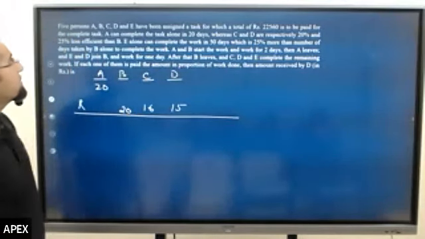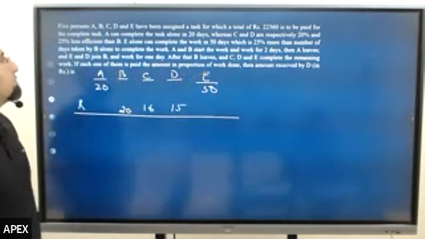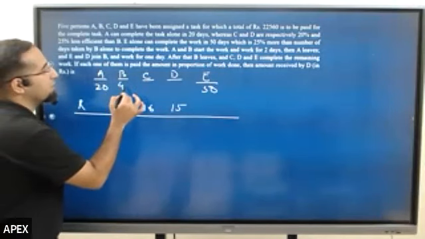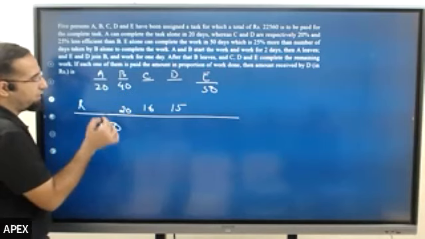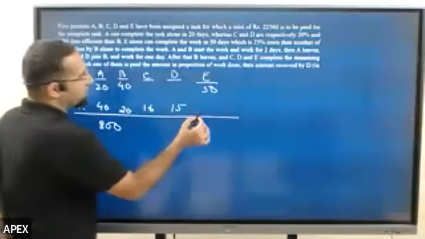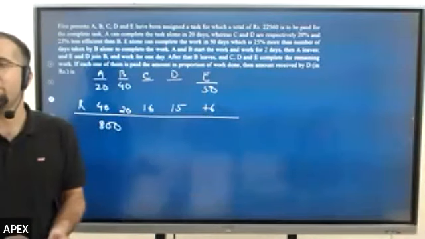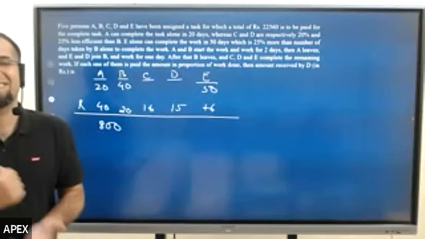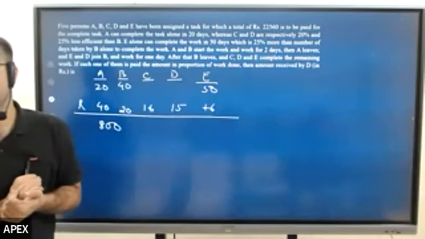Okay, next. E alone can complete in 50 days, which is 25% more than the number of days taken by B to complete the work. That means B completed the task in 40 days. I've assumed efficiency also. Can I say my total work is 800? Then E is 16 and B is 20. That's it. What else do you need? Once this is done, what is left? You have to think, why are you leaving these questions, guys?